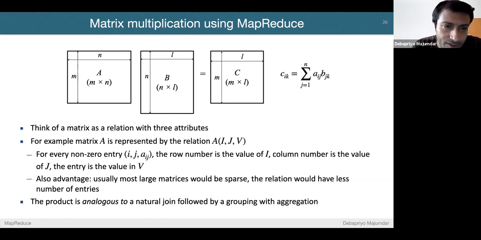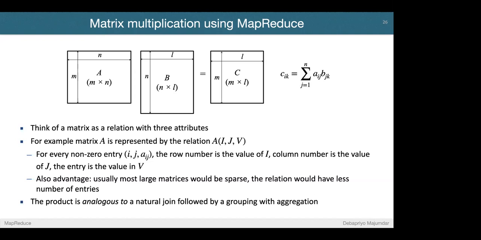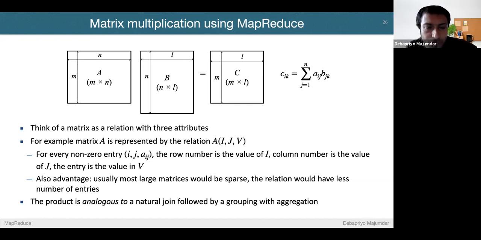So everyone, since I cannot see your expressions, is this part clear, that the matrices are represented as tables? Yes. Yes, sir. Yes, sir. Okay, fine. So let's move on.